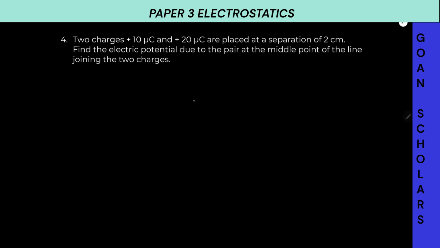You have two charges. One charge is here, 10 microcoulombs. Another charge is here, 20 microcoulombs. And both are separated by a distance of 2 centimeters. So this gap is 2 centimeters. And they are asking to find the potential at any point P which is at 1 centimeter. Midpoint is 1 centimeter, right?